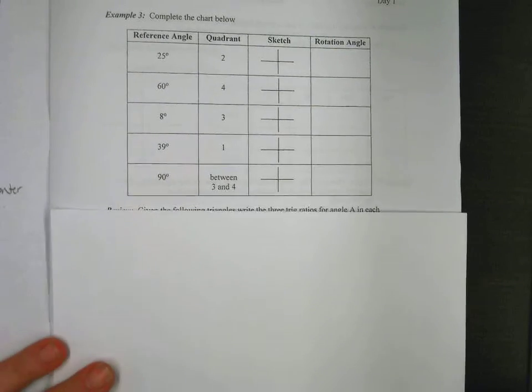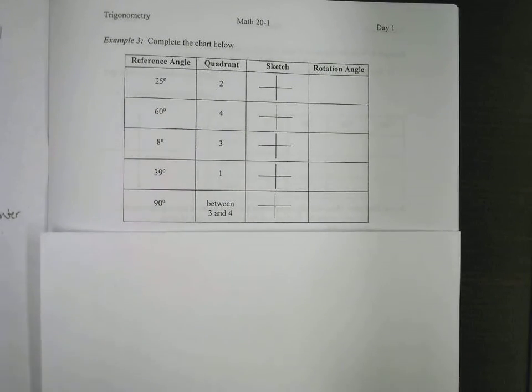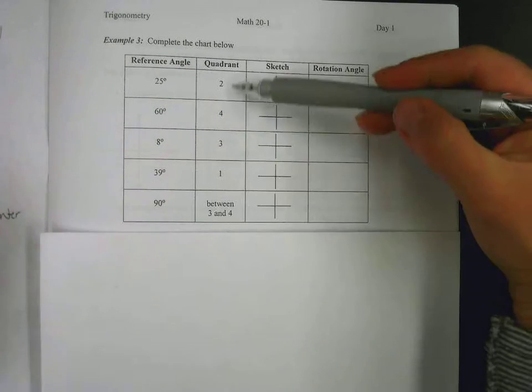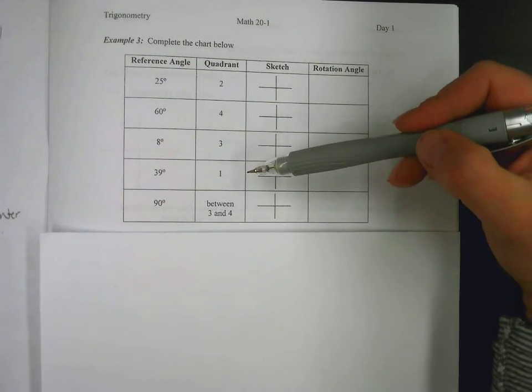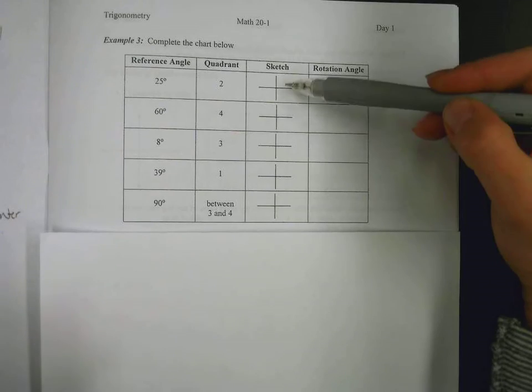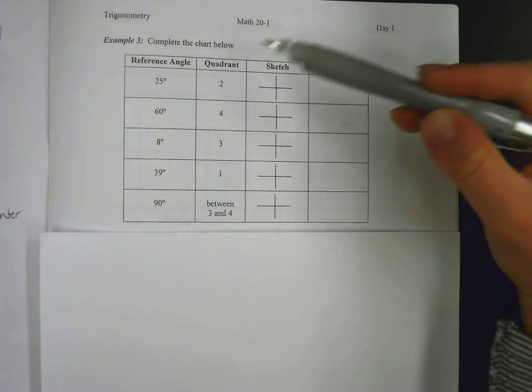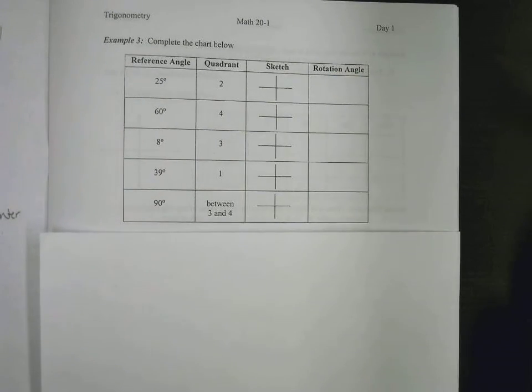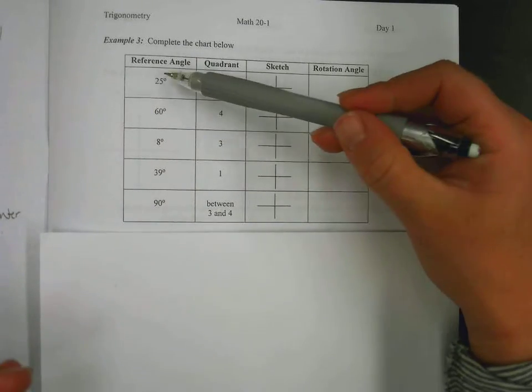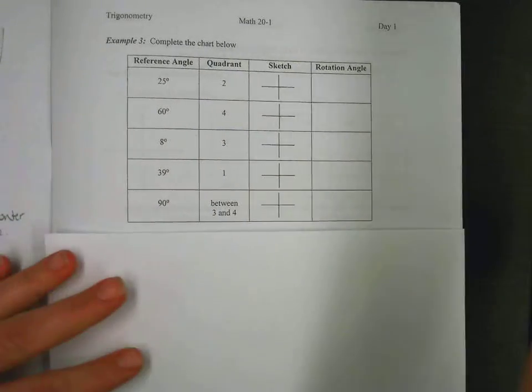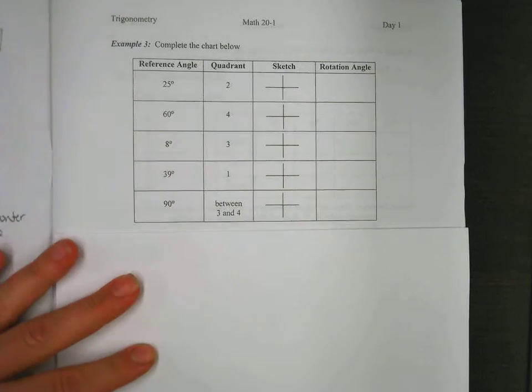Okay, example 3 with angles in standard position. This is like working backwards where you're given the reference angle. They're telling you which quadrant to draw your sketch in, and then you're going to get a sketch and give the rotation angle that relates to this reference angle. So again, remember the definition of a reference angle is the angle between the x-axis and the terminal arm.